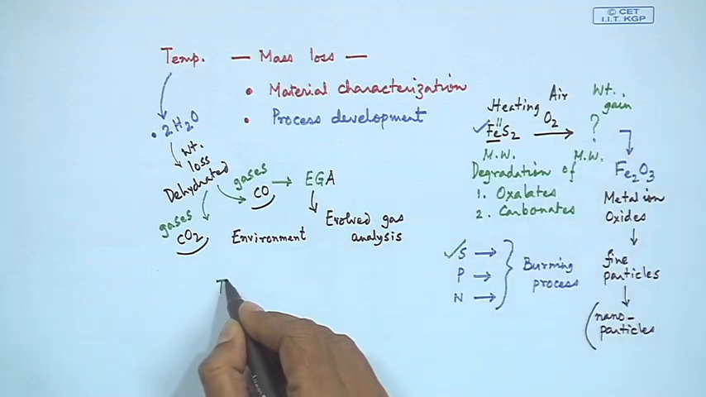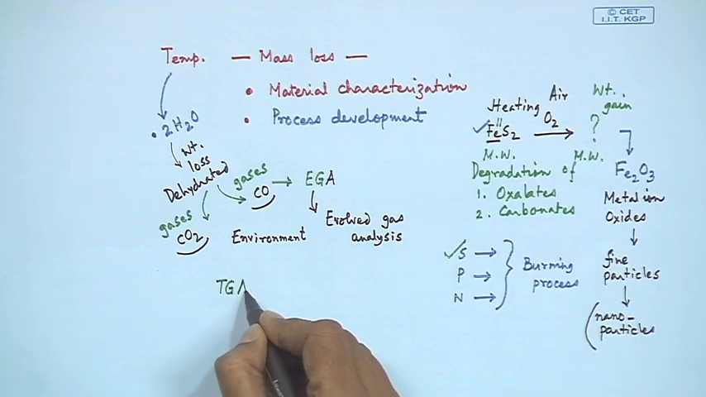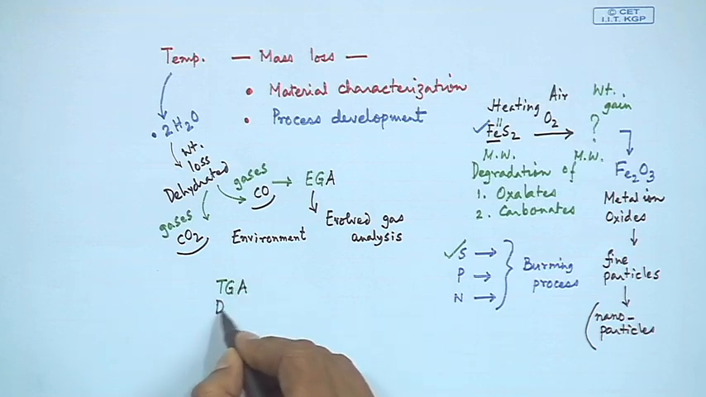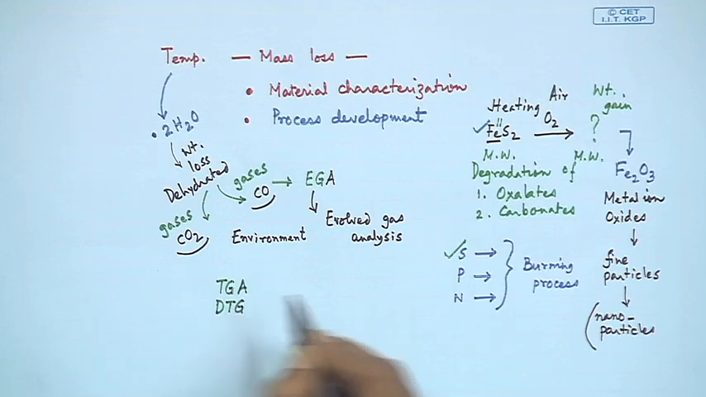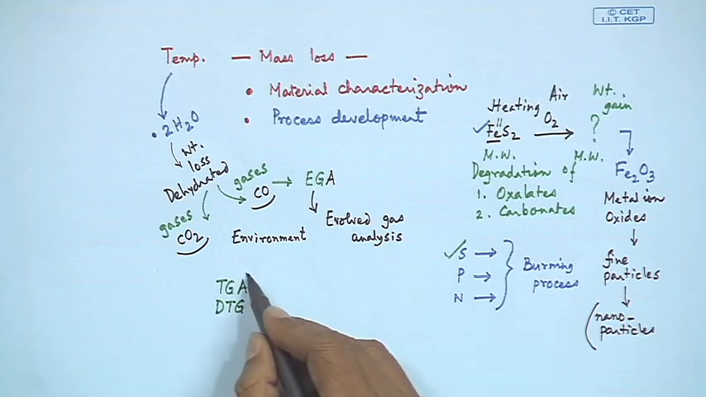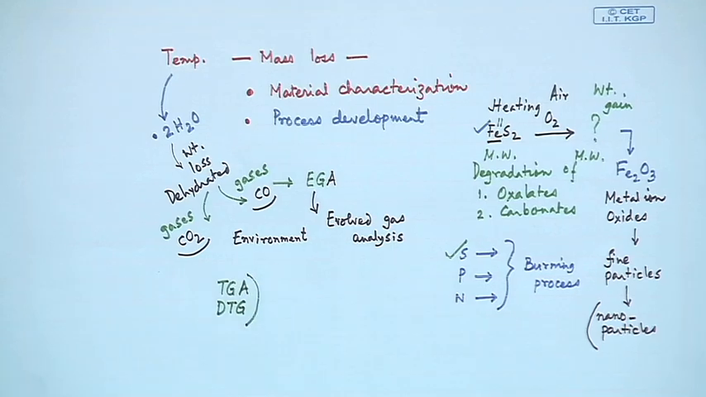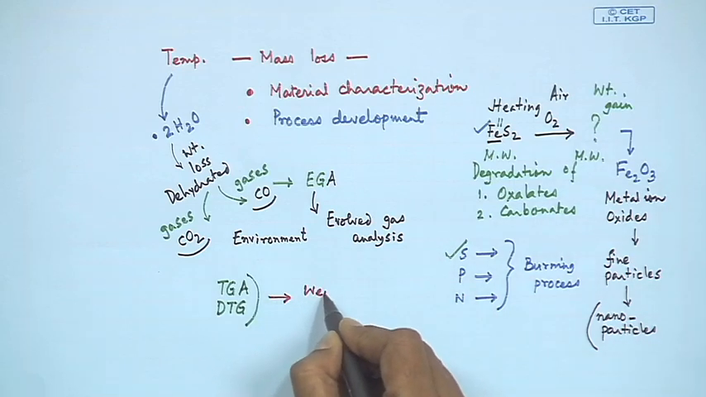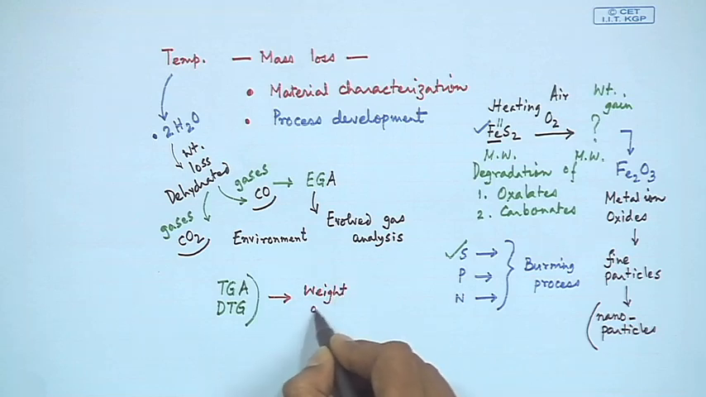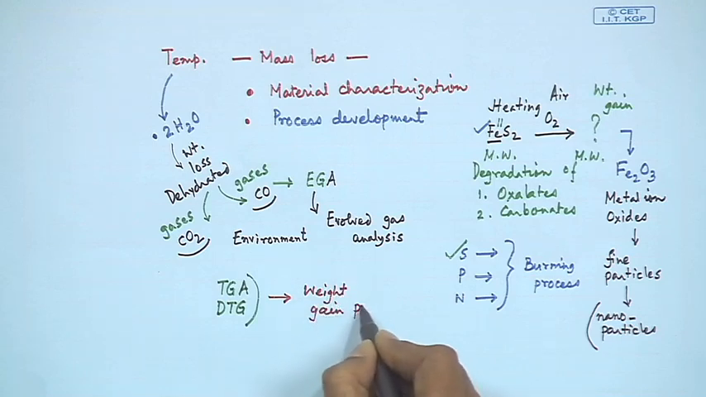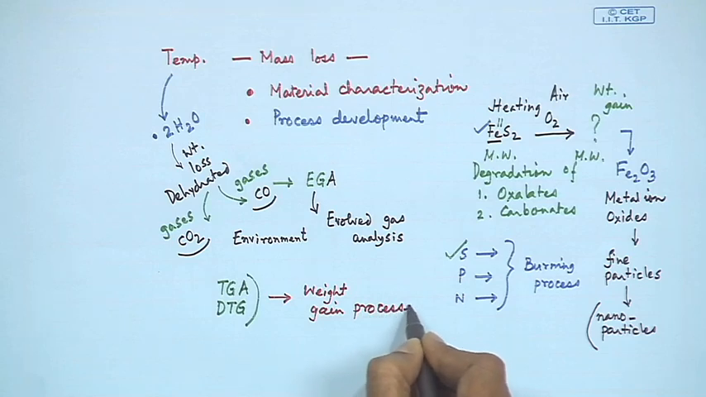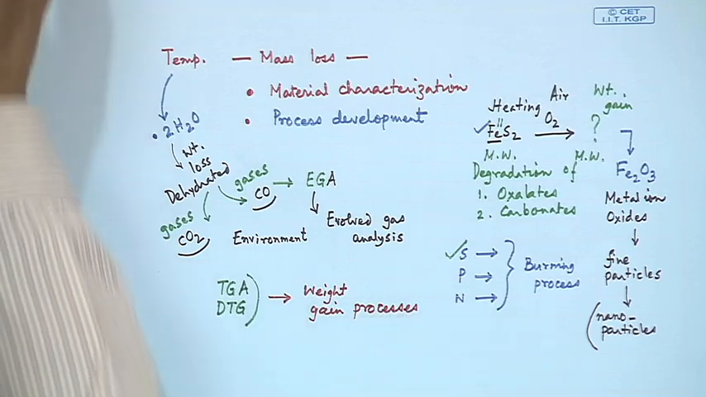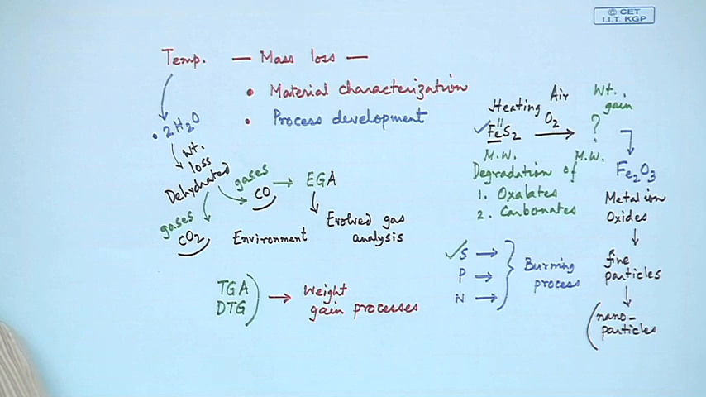So, this particular technique, thermogravimetric analysis and its corresponding derivative, derivative thermogravimetry, can also be very useful to monitor, to identify and to check the corresponding amount of weight gain. So, nicely we can monitor the weight gain process. So, we will see how we can have it and how much corresponding weight gain we get.